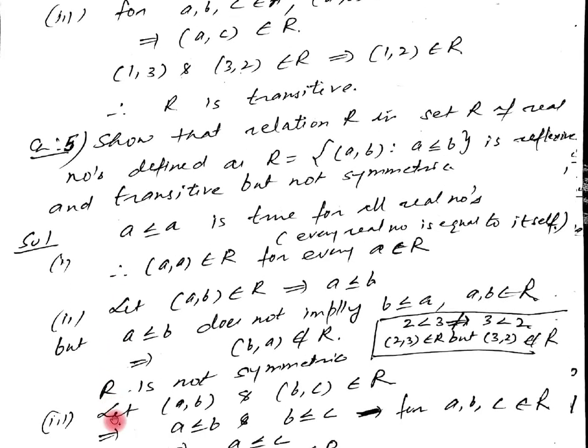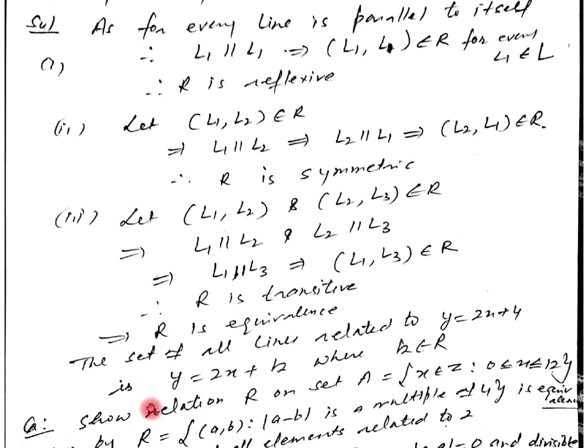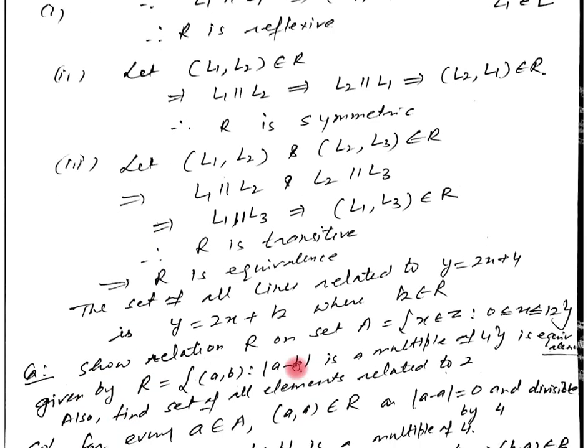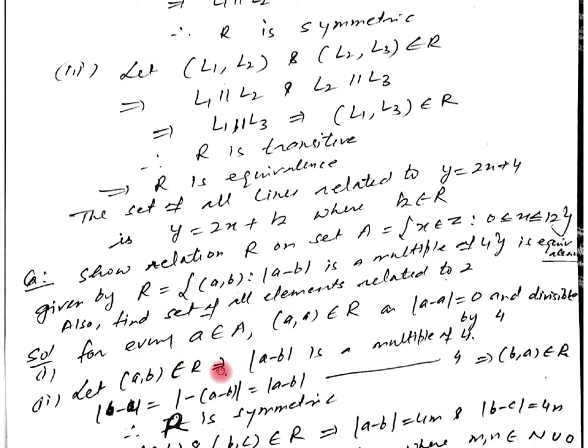Sorry, let me explain it again. Now see the question again. For every A belonging to A, (A, A) belongs to R, because the difference of the same element is 0, and 0 is divisible by 4.